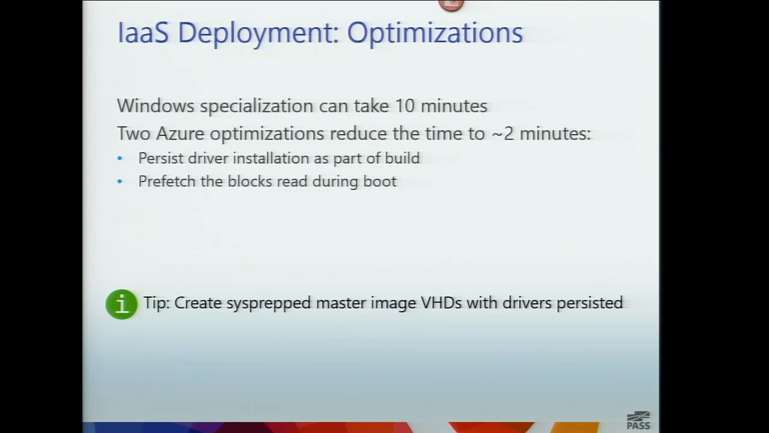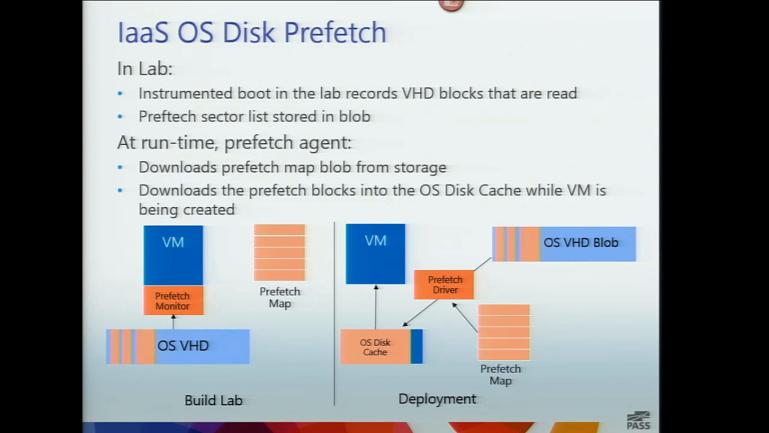The other thing we do is a secret sauce inside of Azure, where for our own images that we upload, we do a prefetch optimization. For all our images, we run them in the lab, we boot them. Over here, you can see in the build lab, we've got a prefetch monitor that's watching the blocks that the VHD is pulling in. And then we generate a prefetch file. You can see what's just really a map of the sectors that were touched. Before the VM boots, the prefetch driver goes and pulls those blocks down to the server and then lets the VM launch. And so all the data that it needs to boot is there.